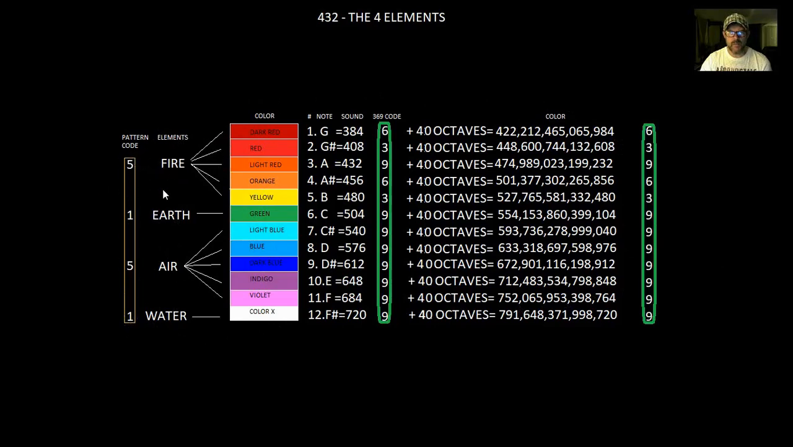I've often said in my videos that whenever a pattern shows up when you're dealing with this stuff, you look at it and you try to get as much out of it as possible. So this pattern here, you've got 5 colors representing fire, 1 color representing earth, 5 colors representing air, 1 color representing water. So a 5-1-5-1 pattern. Now what you can do is you can group this, you can add this up, and you've got a 6-6 pattern. So we go over to here.